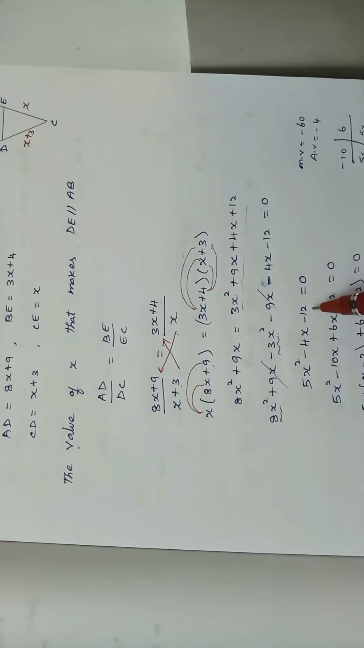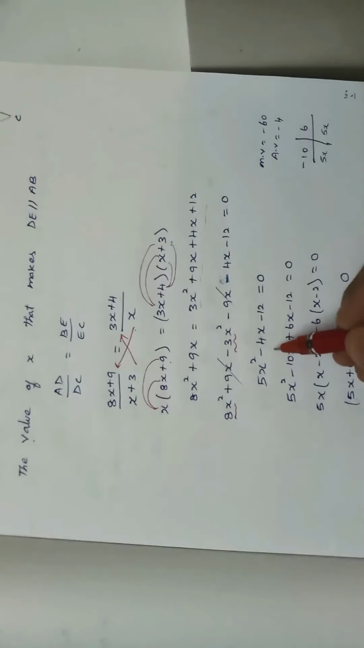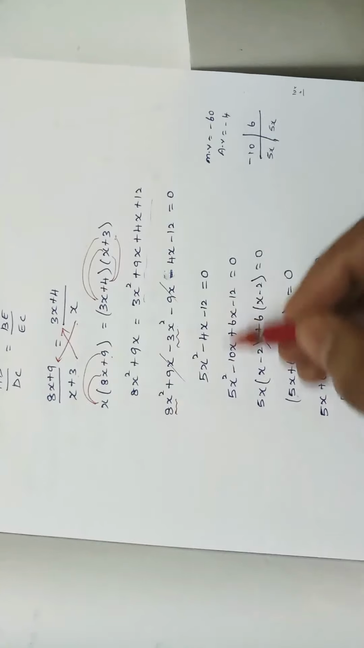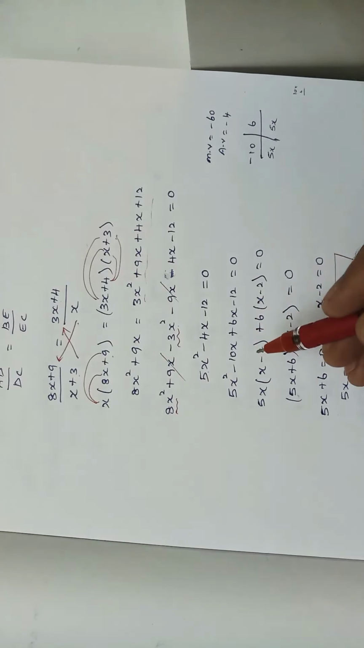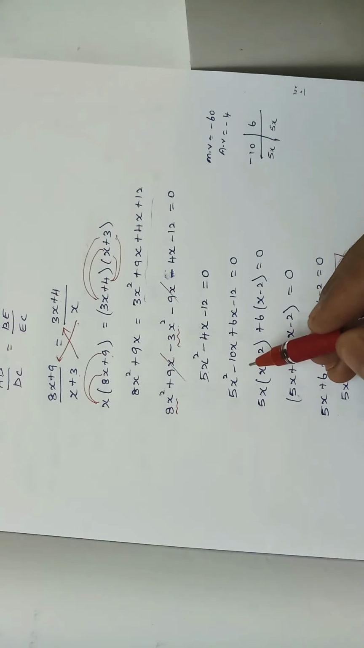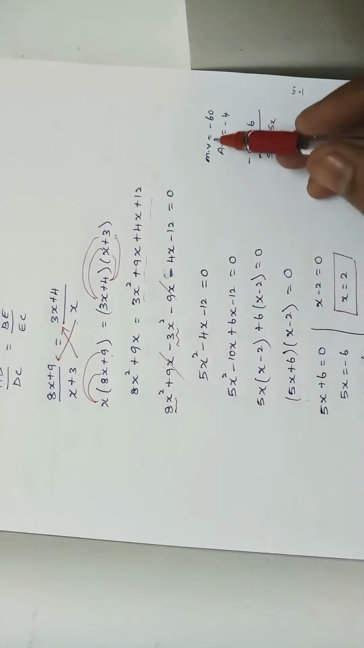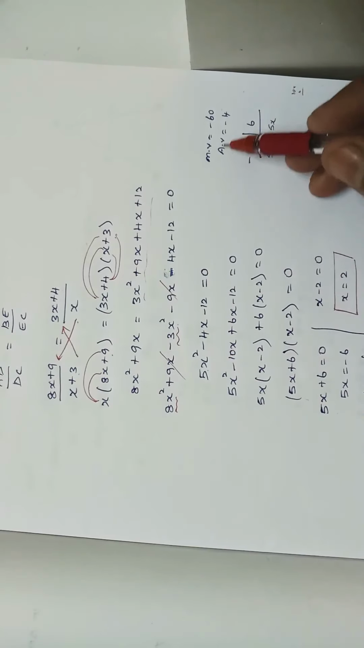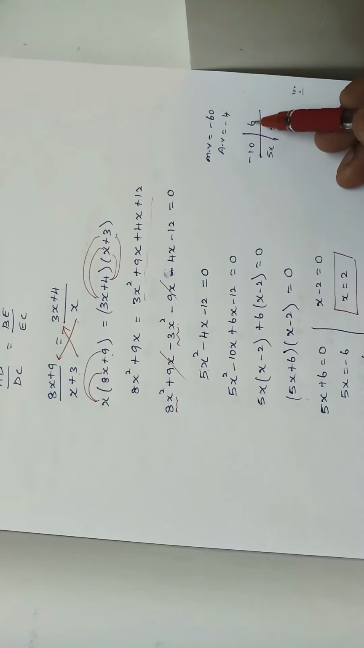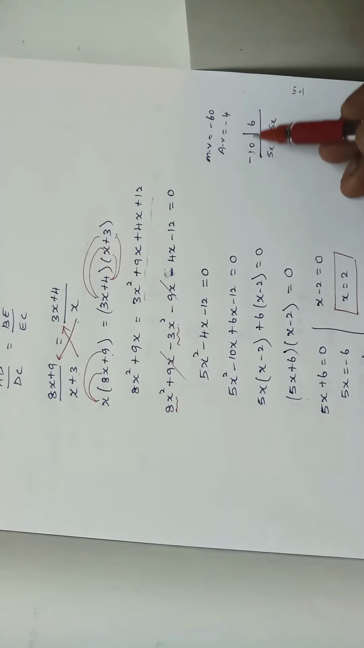So we got a quadratic equation in x, right? We want to find the value of x, so I'm going to find the value of x by the factorization method. The product is 5 into minus 12, which is minus 60, and the sum is minus 4. So minus 10 into 6 is minus 60, and minus 10 plus 6 is equal to minus 4, right?